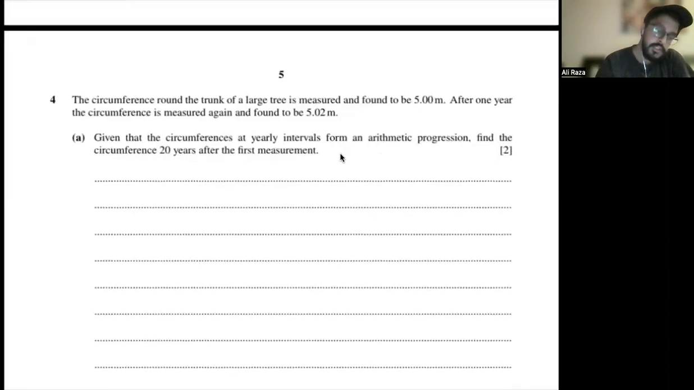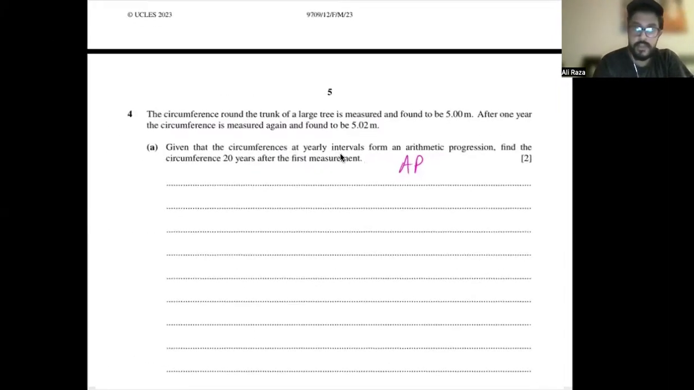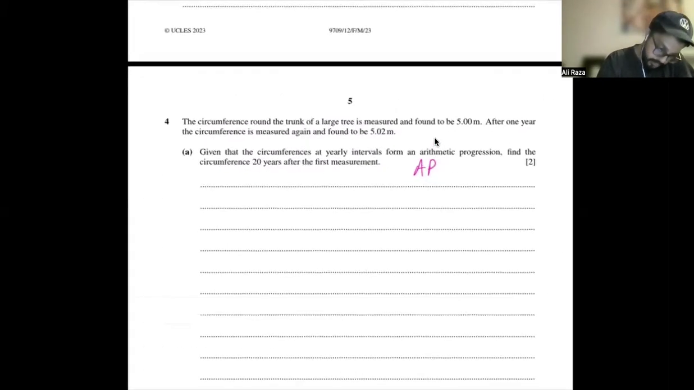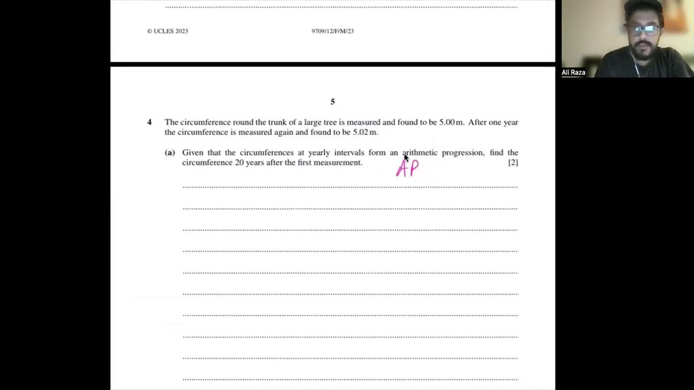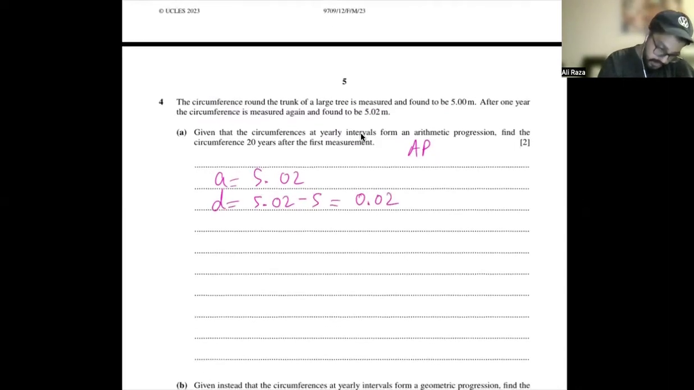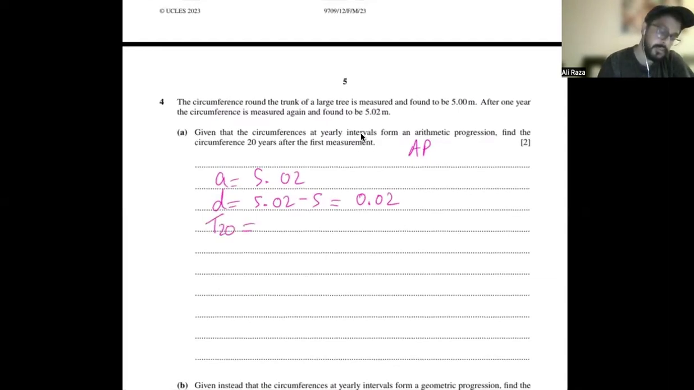Okay. So in the first part, the circumference is following an arithmetic progression. Since we need the term 20 years after the first measurement, let's take the first term as 5.02 instead of 5. We'll take the difference as 5.02 minus 5, which is 0.02. And we're finding the 20th term in this sequence.